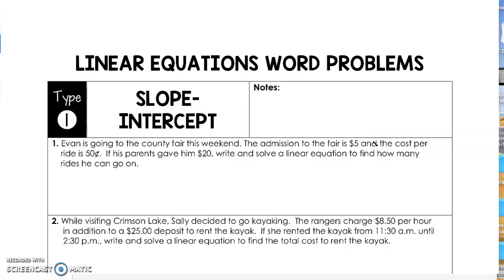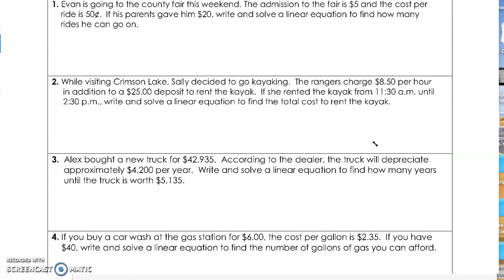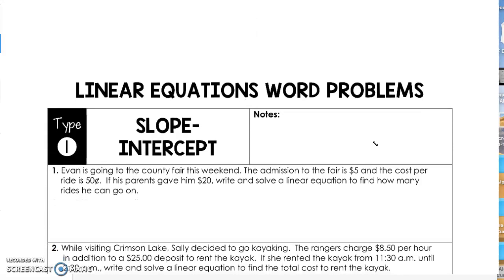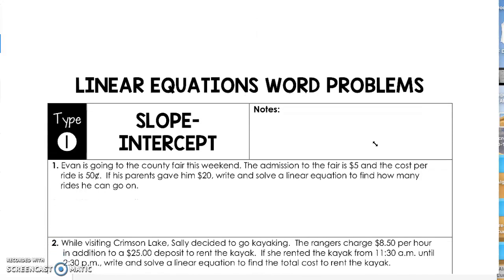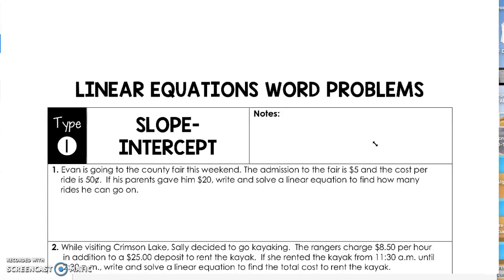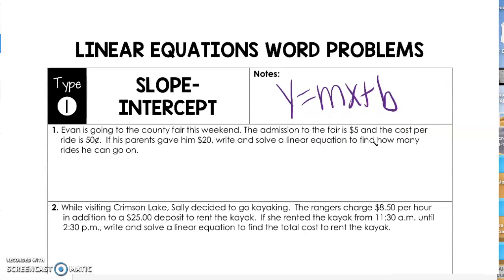This video will cover numbers 1 through 4 on page 2-14. So we are going to look at story problems and writing them in slope-intercept form. So y equals mx plus b. These first ones, you will be able to pick out a slope and a y-intercept from the story problem. What I always say is that you're going to look for a starting amount and then something that changes.